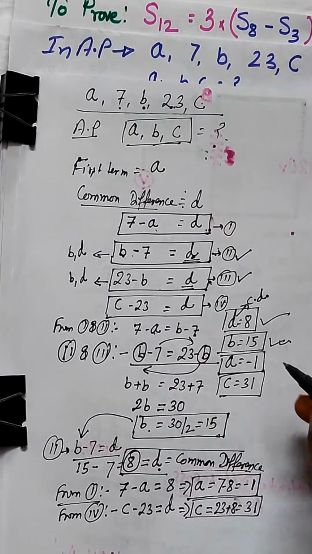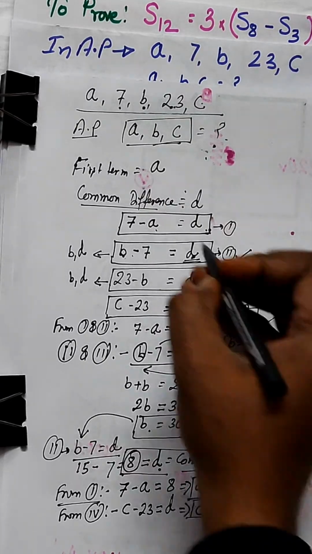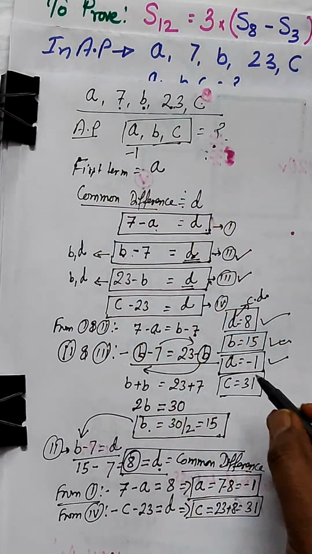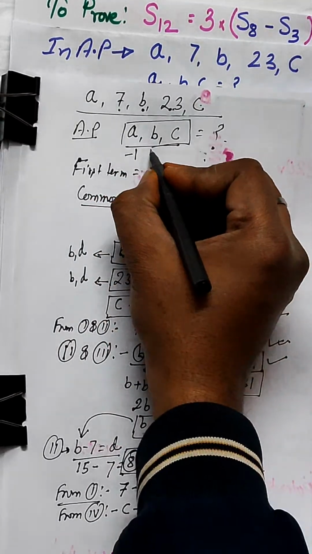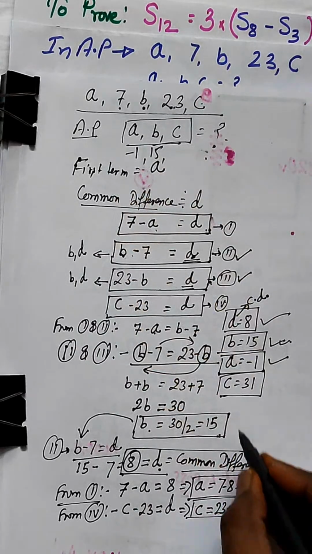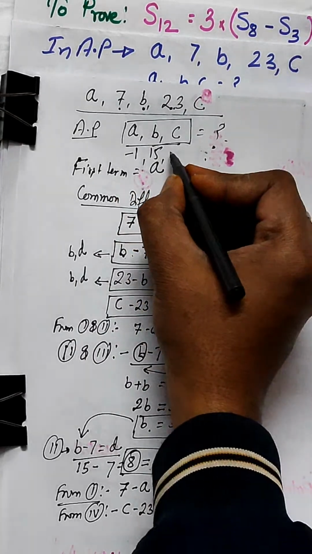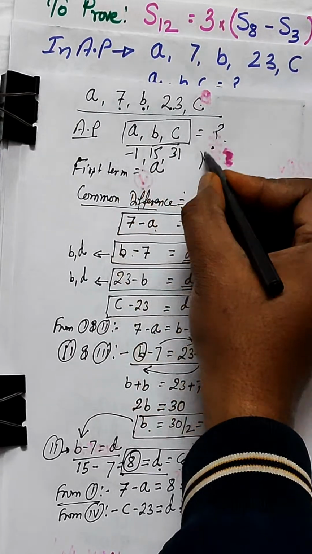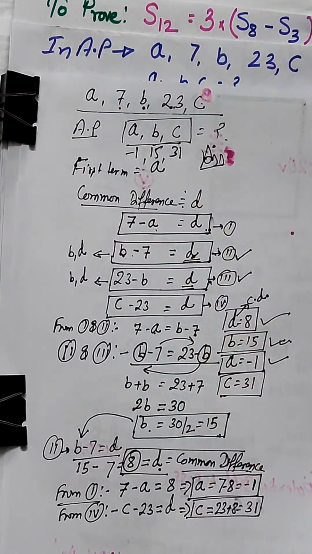So we have calculated the value of A, that is minus 1, the value of B, that is 15, and the value of C, that is 31. So this is the answer which we have derived, right? Now we will take some more questions of arithmetic progression, where we will see the different types of questions and how to solve them.